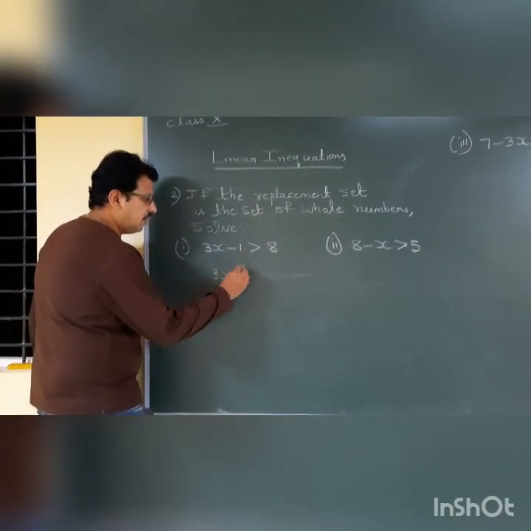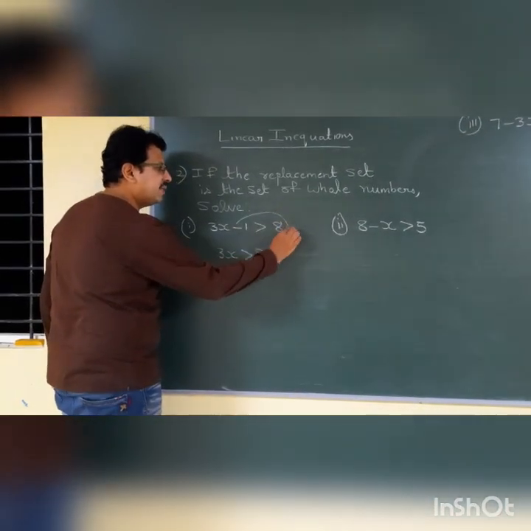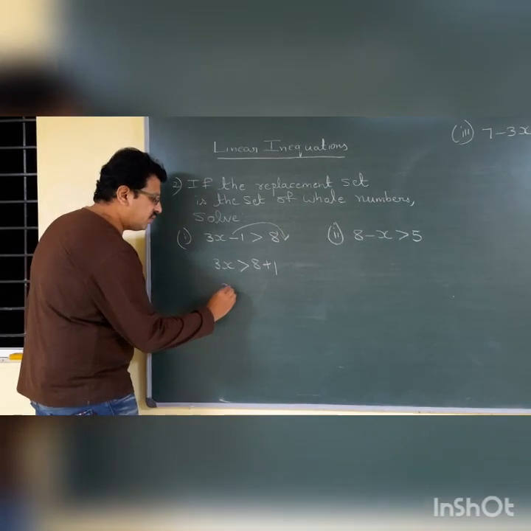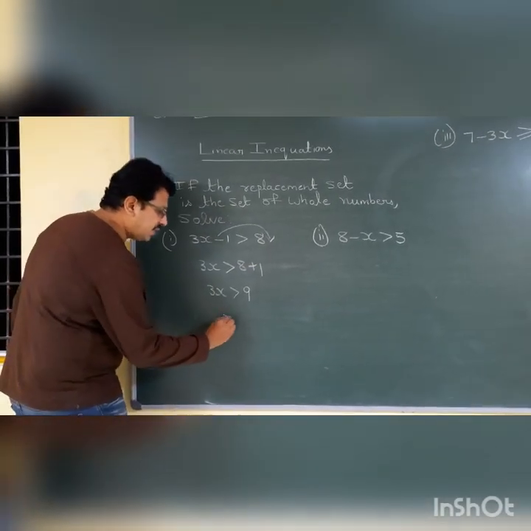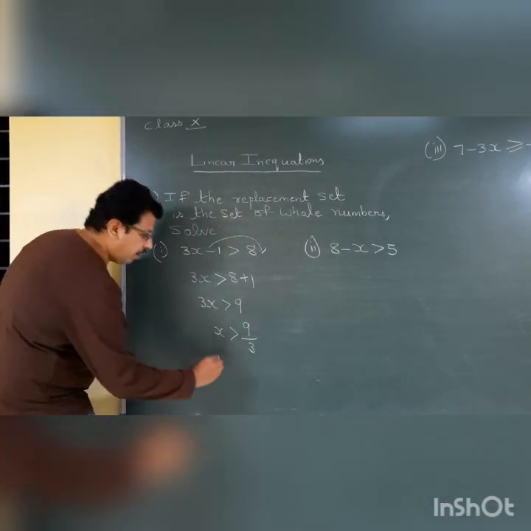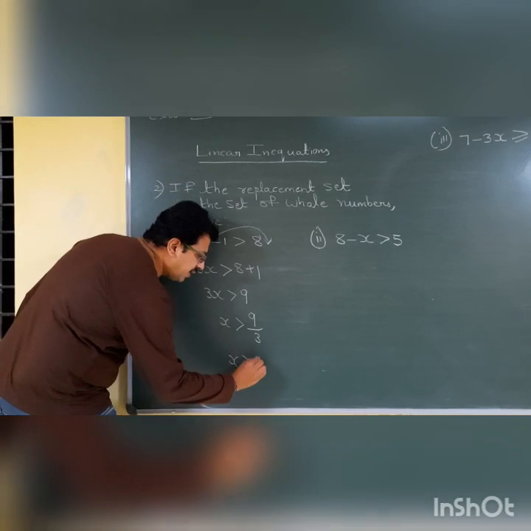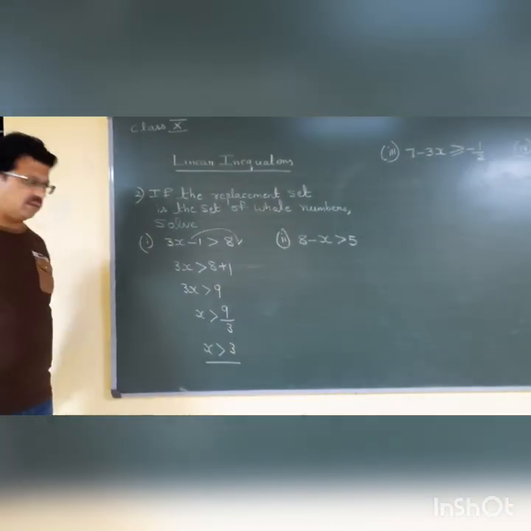3x is greater than 8 plus 1. Bring this minus 1 to the right hand side, it becomes plus 1. So it is 3x is greater than 9. 8 plus 1 is 9. So x is greater than 9 by 3, or x is greater than 3. So we got x is greater than 3, children.